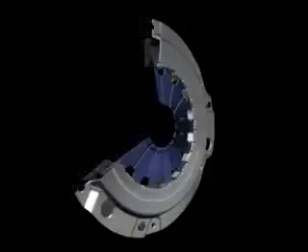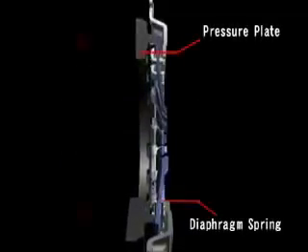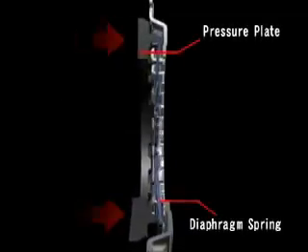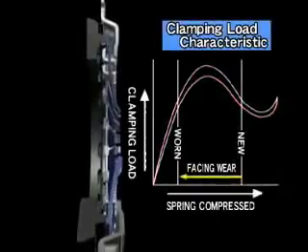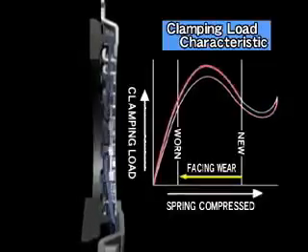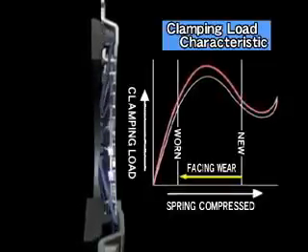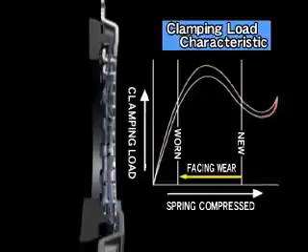The clutch cover's diaphragm spring is a disc-shaped spring that presses against the pressure plate and controls the amount of pressure applied. The amount of force that presses on the diaphragm spring is called the compression force. The graph that shows this change in compression force is known as the clamping load characteristic.